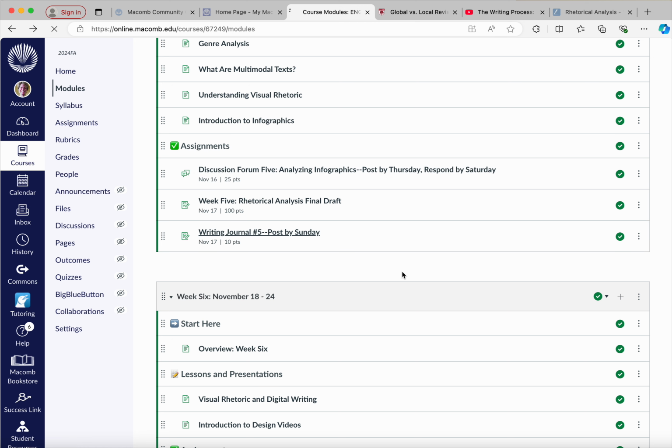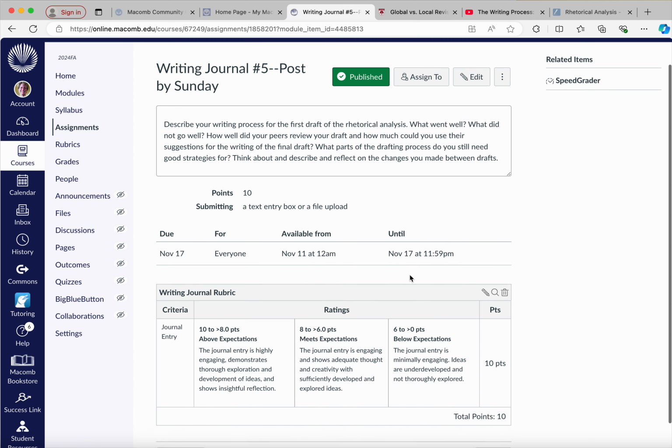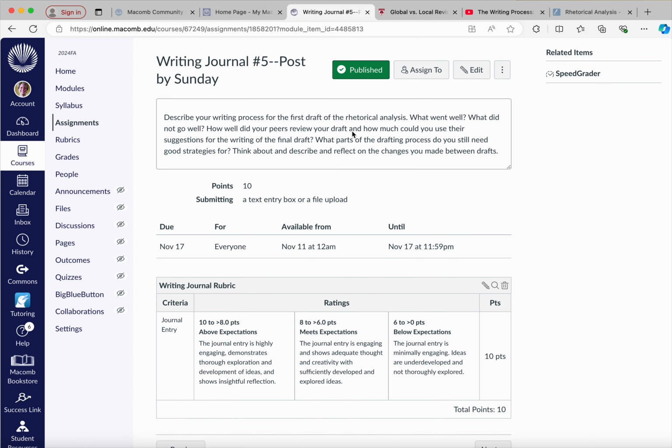And then for the writing journal for week 5, we're looking at just describe your writing process for this first draft of the rhetorical analysis, what went well, what didn't go well, how well did your peers review your draft, and how much did you use their suggestions for writing the final draft, what parts of the drafting process do you still need good strategies for, and just as always, this is a well-developed paragraph response for your writing journal.